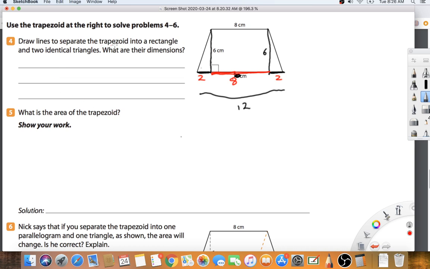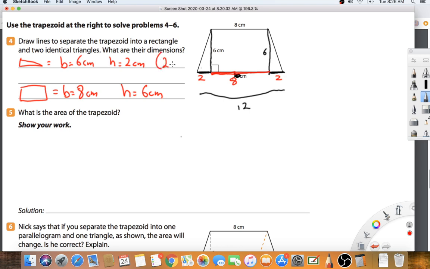It says draw lines to separate the trapezoid into the rectangle and 2 identical triangles. What are their dimensions? So for the triangle, my base is 6, and my height is 2 centimeters. That's right here. Once we flip it, this becomes a height. Now the triangles both have the same dimensions on both sides. So for my rectangle, my base is 8 centimeters, and my height is 6 centimeters.